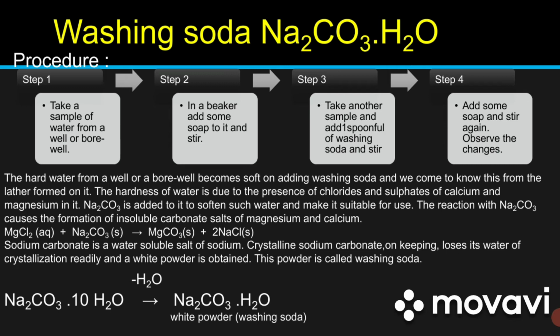Crystalline sodium carbonate, on keeping, loses its water of crystallization readily and a white powder is obtained. This powder is called washing soda. The chemical equation for this reaction is Na2CO3.10H2O, on losing its water of crystallization, gives Na2CO3.H2O, which is monohydrated sodium carbonate, a white powder called washing soda.